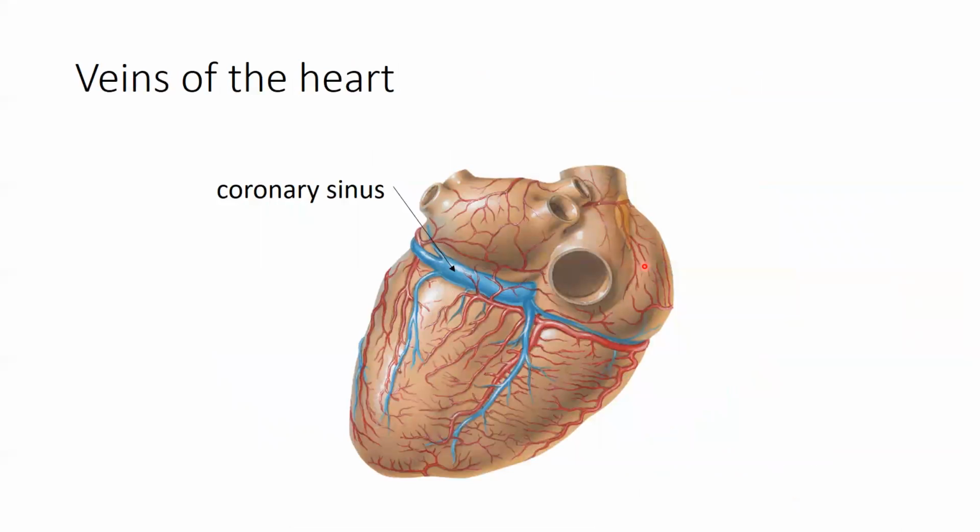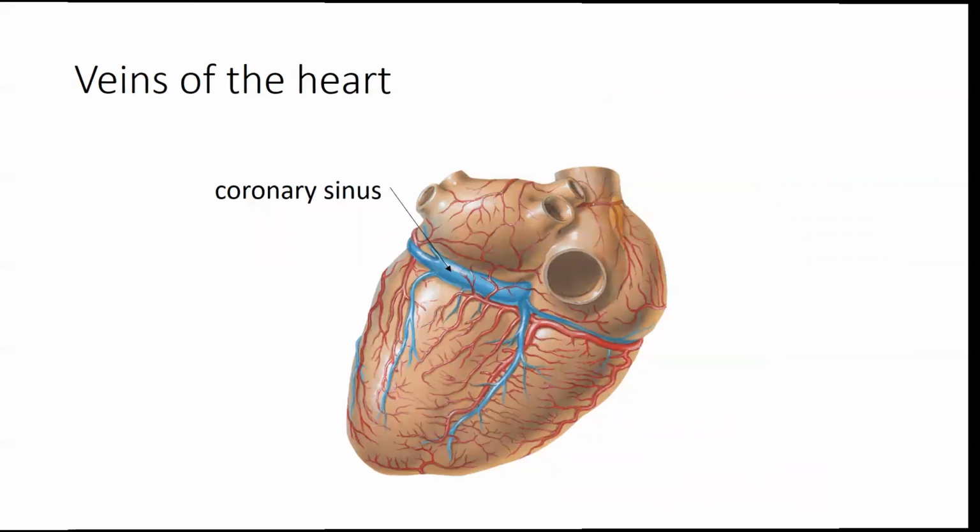Okay, now we go to the veins of the heart. Because we have coronary arteries, obviously we have a structure that drains the blood from the coronary arteries, which is the coronary sinus. Okay, this is the coronary sinus. It is located on the posterior part of the surface of the heart.